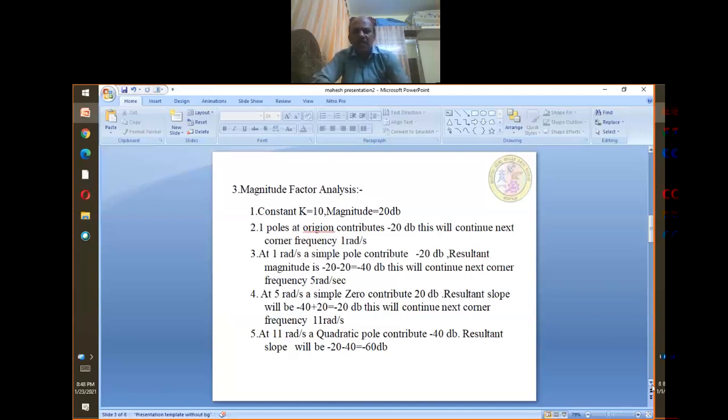This continues until the next corner frequency, 5 radians per second. At 5 radians per second, a simple zero contributes +20. The resultant slope is -40 + 20 = -20. This continues until the next corner frequency, 11 radians per second. At 11 radians per second, a quadratic pole contributes -40. The resultant slope is -20 - 40 = -60 decibels per decade.